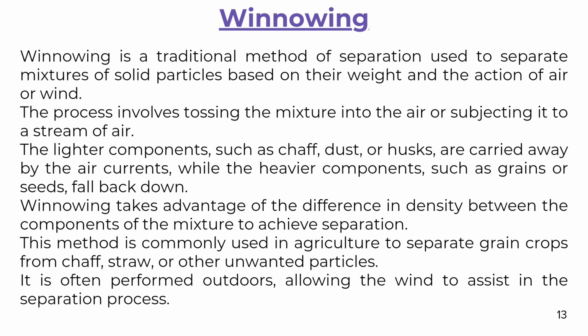Winnowing takes advantage of the difference in density between the components of the mixture to achieve separation. This method is commonly used in agriculture to separate grain crops from chaff, straw, or other unwanted particles. It is often performed outdoors, allowing the wind to assist in the separation process.